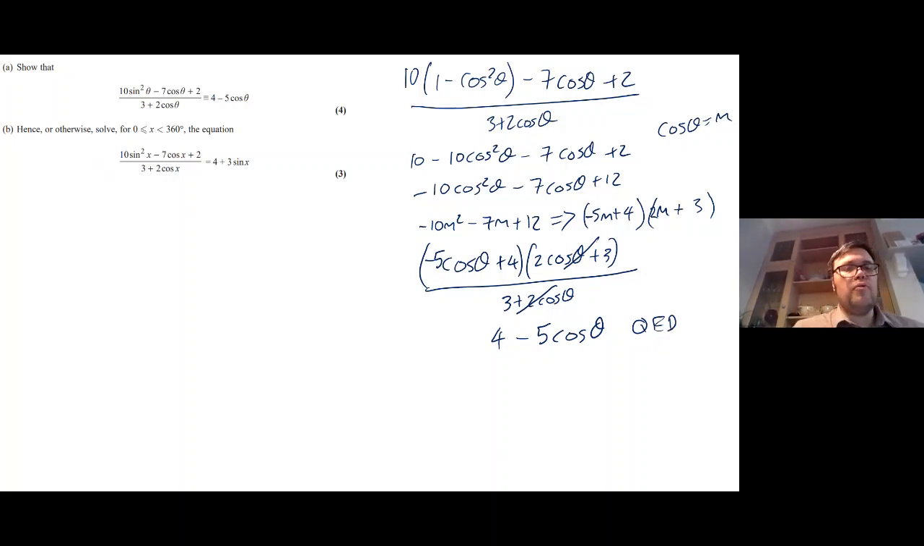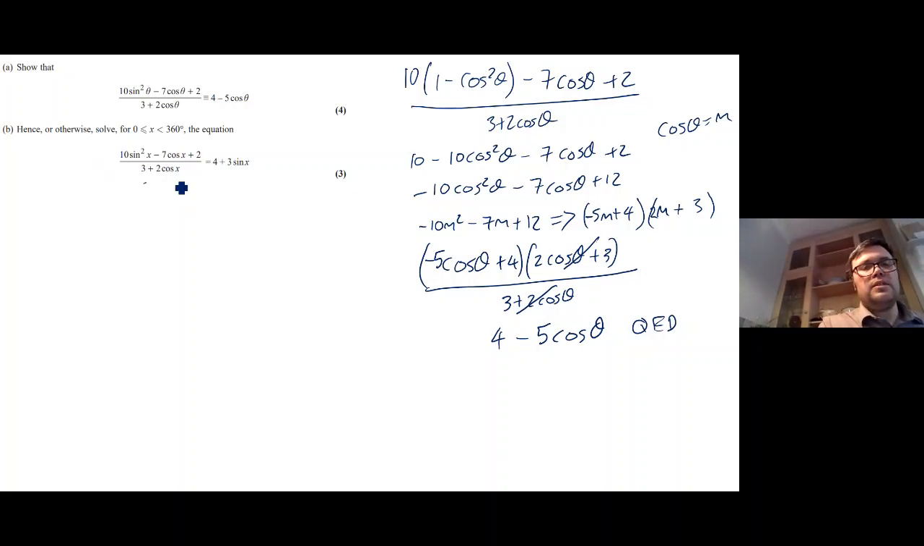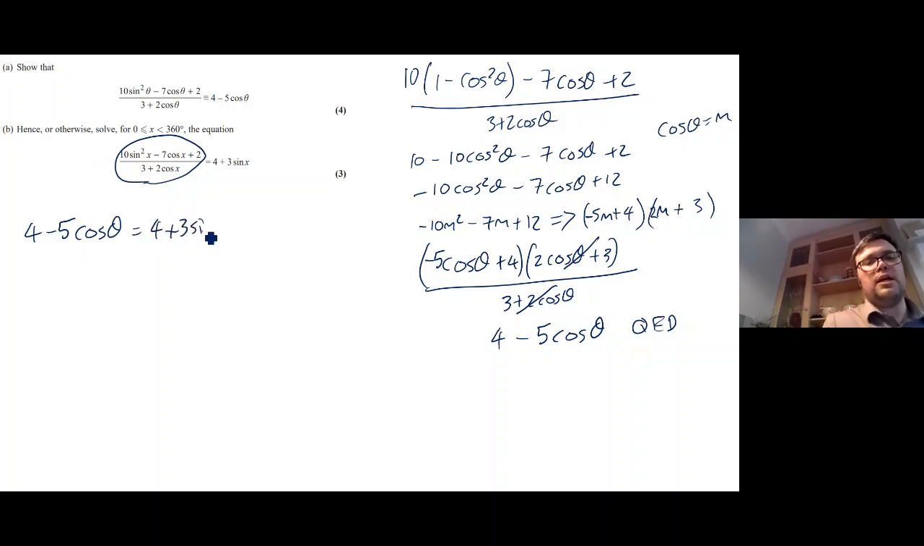Hence or otherwise solve the equation. Okay, so we have this we've just been working with. It's exactly the same. So I can just put in 4 minus 5 cos theta equals 4 plus 3 sine. I know they put x, I'll put it on the next one. Theta. The 4s will cancel away with each other. So I am left with 3 sine x equals minus 5 cos x.